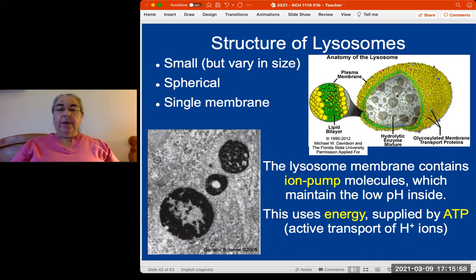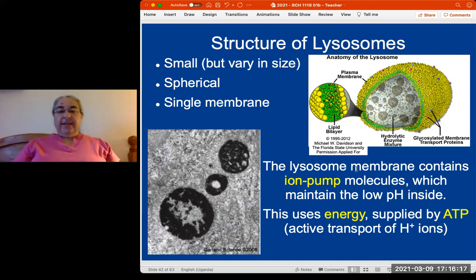Lysosomes are mostly quite small, although there's quite a variation. You can see here there's a large one, a medium one, and a small one. They're more or less spherical, and they're surrounded by a single layer of phospholipid bilayer.